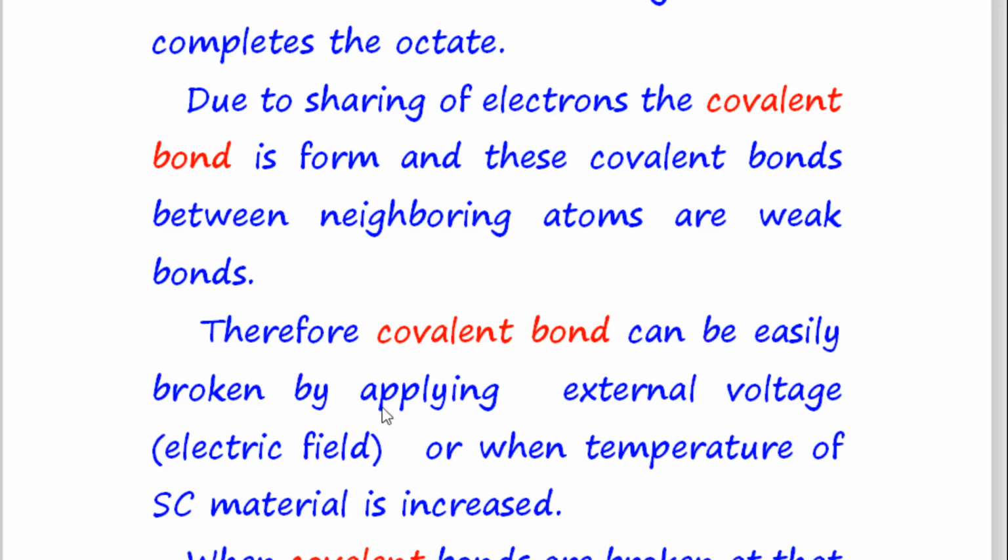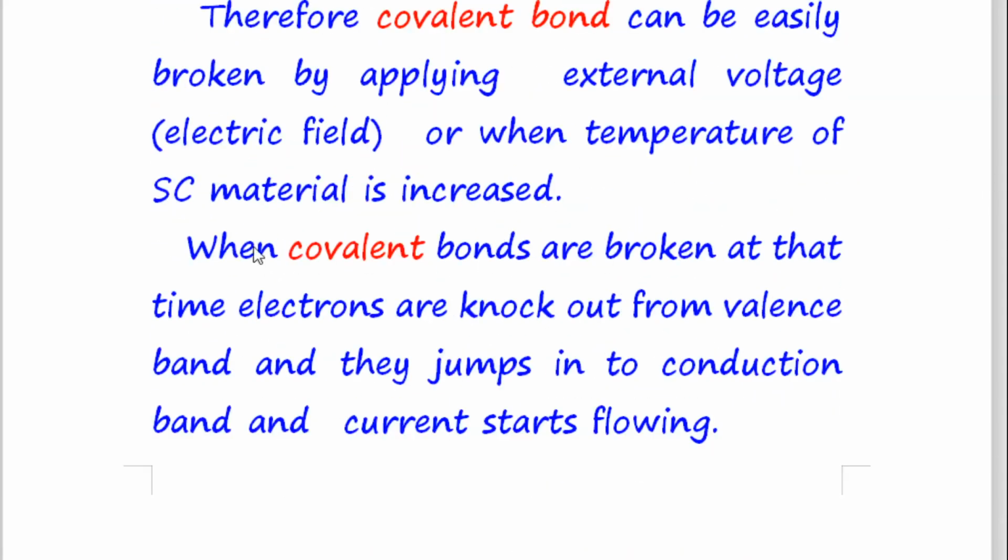Therefore, a covalent bond can be easily broken by applying an external electric field, that is, voltage, or when the temperature of the semiconductor material is increased. You can stop the slide and read it again. Now, when covalent bonds are broken, either by applying voltage, that is an external electric field, or by increasing the temperature surrounding the semiconductor material, at that time electrons are knocked out from the valence band and they jump into the conduction band and current starts flowing.